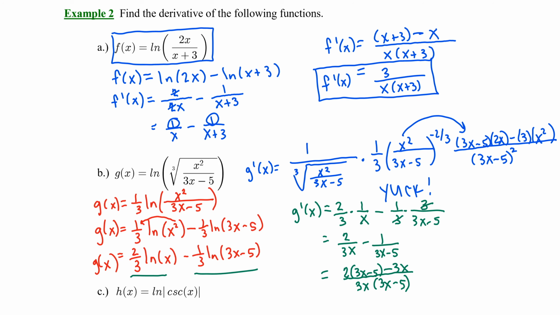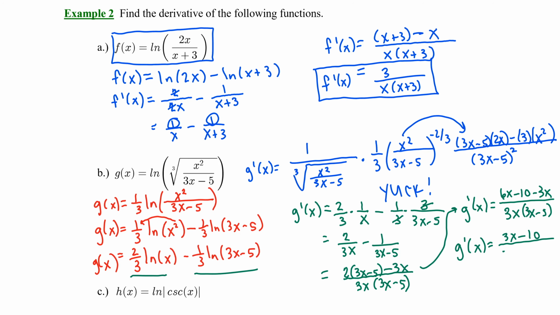So let's simplify. G prime of x then is going to be 6x minus 10 minus 3x divided by, I'm going to leave this factored because it makes it easier to observe domain, critical values, asymptotes, that sort of thing. So our final answer then is 3x minus 10 divided by 3x times (3x minus 5). So hopefully you can see from this example that applying log properties first, doing a little algebra to simplify the function, will really simplify the differentiation process.